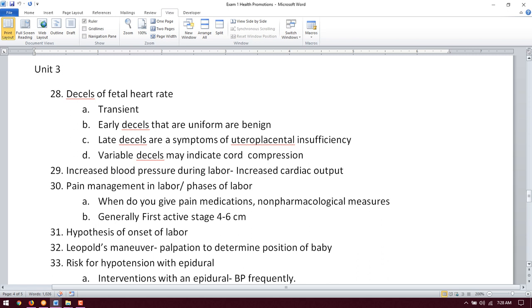Know what the decels of the fetal heart rate mean. Remember the VEAL CHOP that I said in the lecture? You really just need to determine where the deceleration is. Any decels that are uniform are benign. Just monitor them. Late decels generally show a symptom of not enough blood flow in the placenta, and then decels that are just popping up here and there basically mean that the cord's being compressed, and that may be just that the cord fell between the vaginal opening and the baby's head, and every time the baby drops down or a contraction, it presses on that cord.